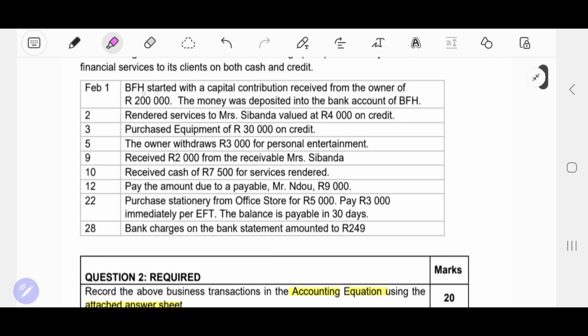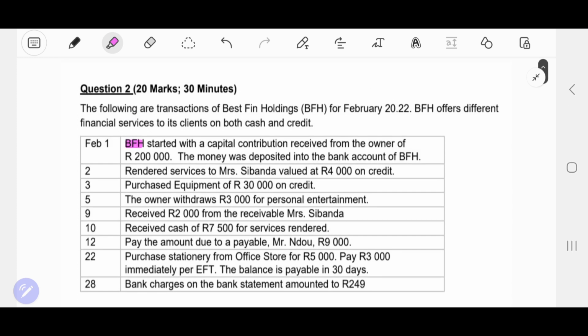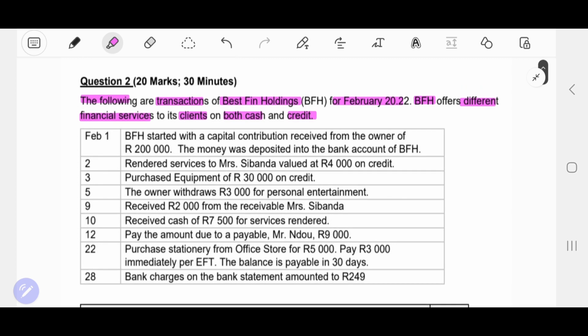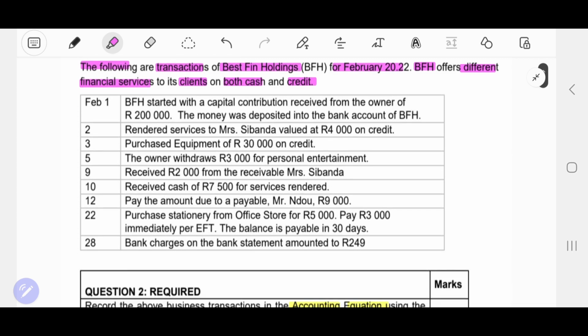Let's read the background information first before we jump into number 2. We are told that the following are the transactions of Besfin Holdings, BFH, for February 2022. BFH offers different financial services to its clients, both cash and credit. So this is the background about the business. It's a financial services company which offers both cash and credit services to its clients. That was just the background, but the juice of everything is in the transactions.